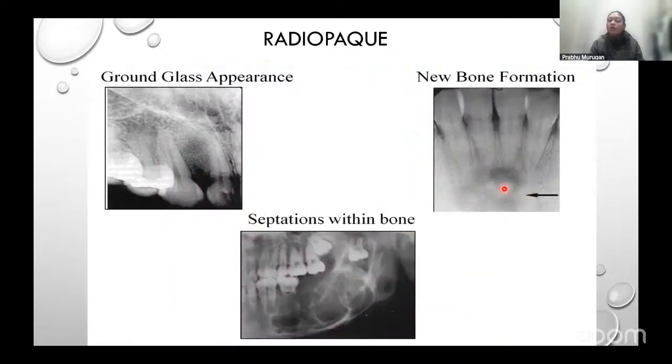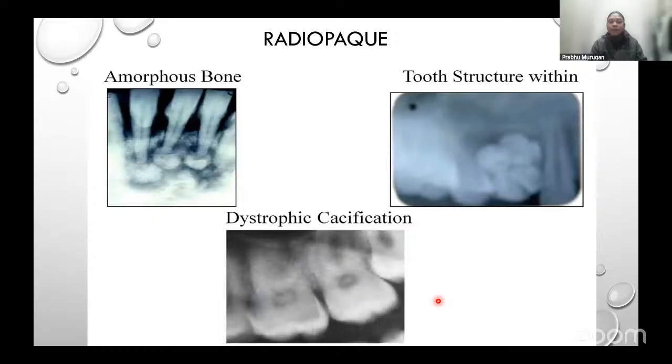Okay. So the ground glass appearance in case of your fibrous dysplasia, new bone formation, or septations present within the bone, or sometimes sequestrum in case of osteoradionecrosis and all. The presence of sequestrum in case of osteomyelitis also. So these are lesions that give you the radio opaque kind of appearance. Apart from that, the presence of amorphous bone or odontoma, compound or complex. Compound odontoma will resemble your tooth. Complex odontoma is like a disorganized tissue. And dystrophic calcifications, example is your pulp stones and all that.